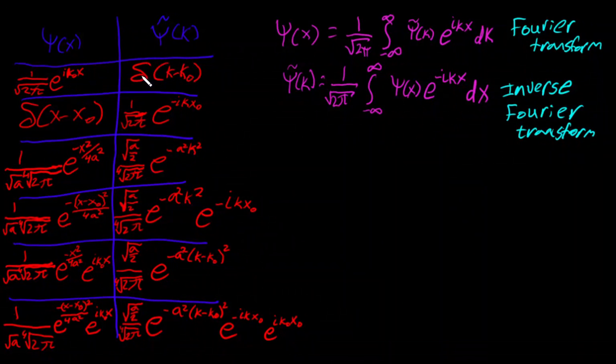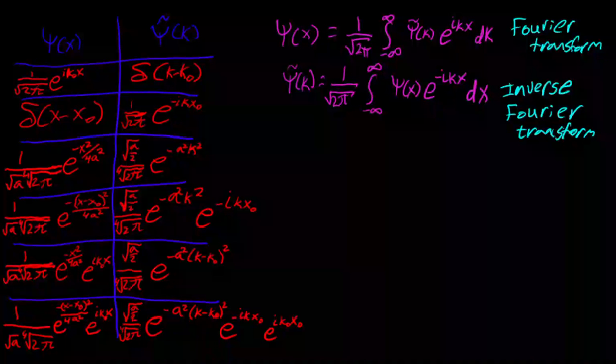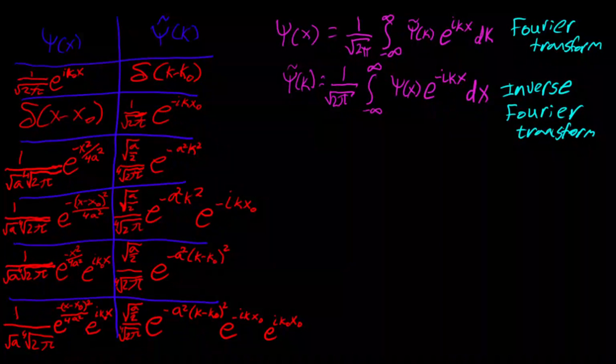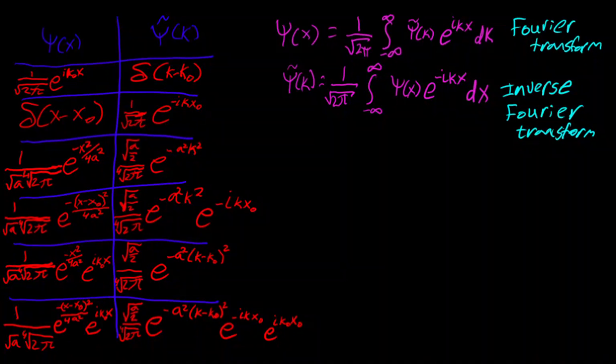That these are the functions in position space and k-space of a wave function with a definite value of the wave number being k naught. Same thing here, delta of x minus x naught, that is the function with a definite position x naught. And in k-space, it's 1 over root 2 pi e to the minus i k x naught. This is the function in k-space that has a definite value of x being x naught.